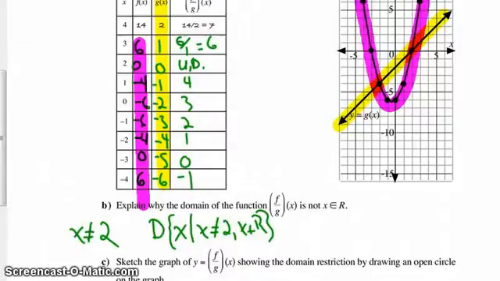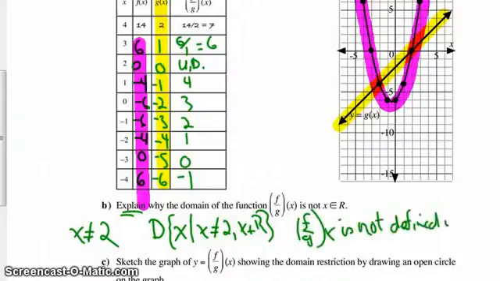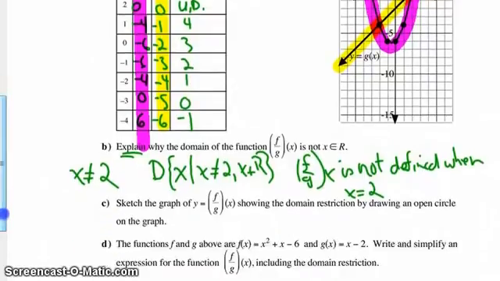Now that's what the domain is, but when we are asked to explain, we need to make a statement. And the reason is that f over g at x is not defined when x equals 2. In other words, when you have x equals 2, then we have 0 in the denominator. It's undefined. Sketch the graph and show the restriction by drawing an open circle.